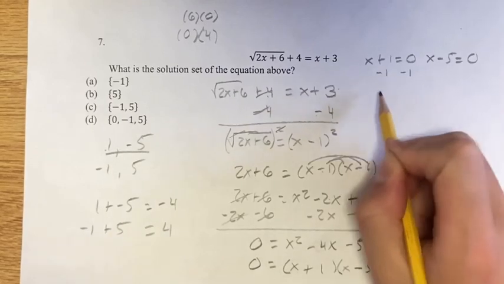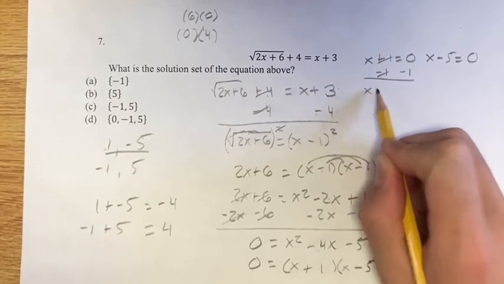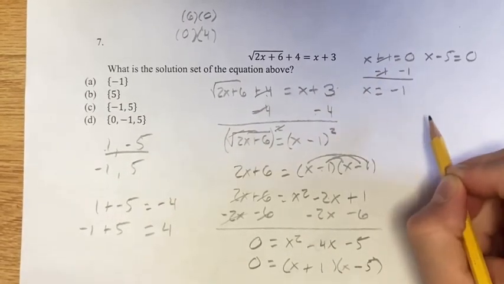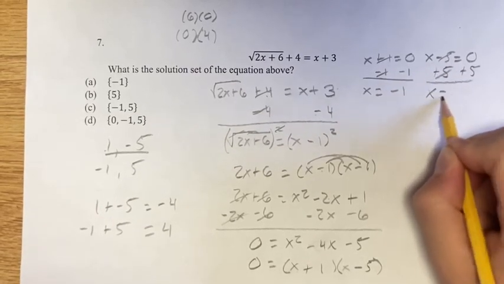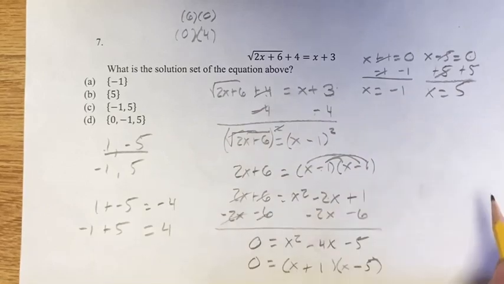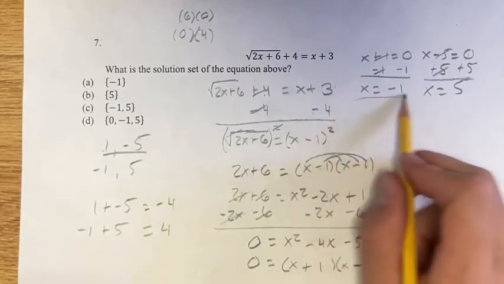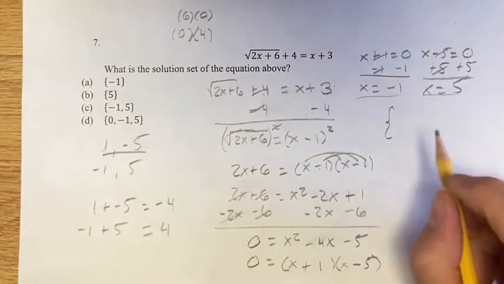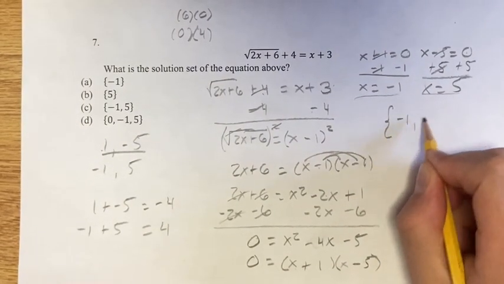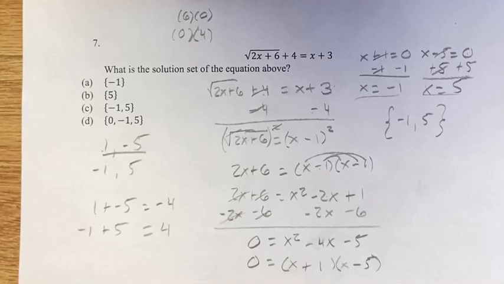So for this one, subtract 1 from both sides to get x alone. We get x is equal to 0 minus 1, which is negative 1. Add 5 to both sides over here. These cancel. We get x is equal to 0 plus 5, which is 5. And these are our two solutions. We're asked what the solution set is, so you have to write it in set form. So our two options are negative 1 and 5, in curly brackets, and this is C.